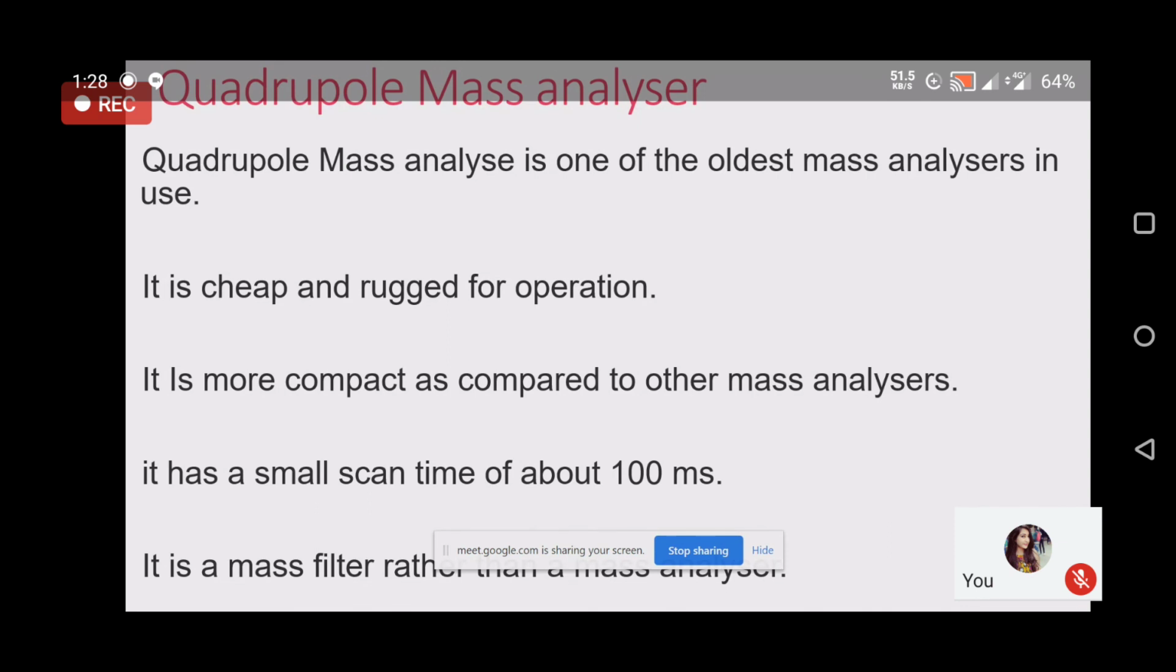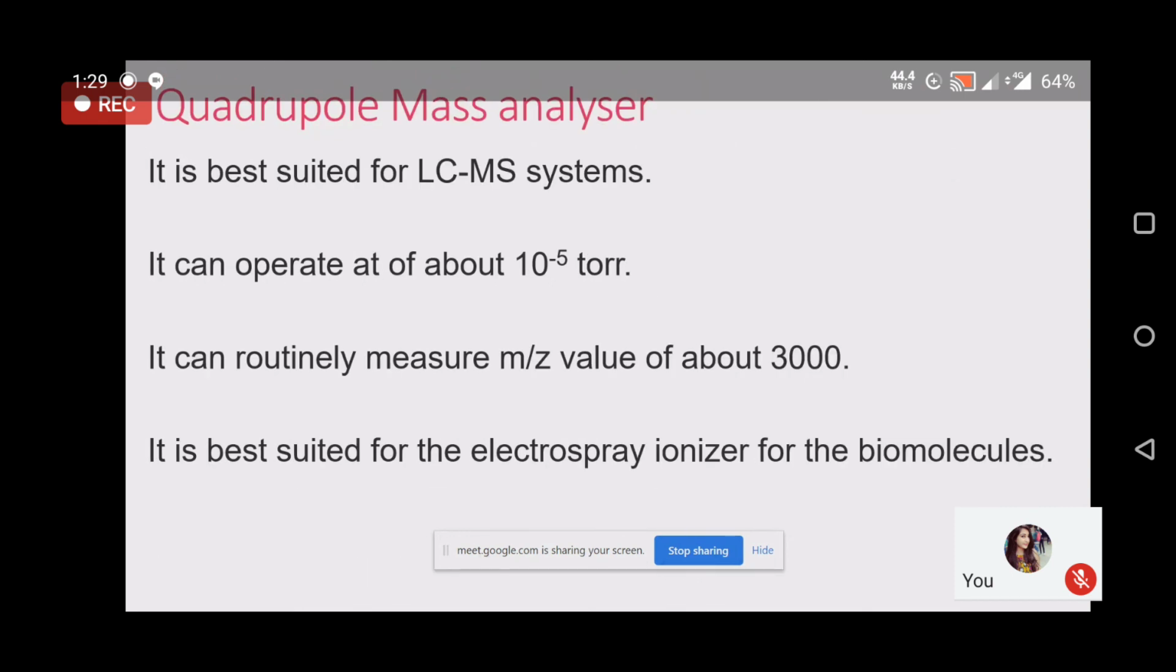Quadrupole mass analyzer is one of the oldest mass analyzers in use. It is cheap and rugged for operation, so it is a sturdy one. It is more compact compared to the other mass analyzers, because what you need is only four sets of electrodes and then a set of AC and DC circuit. It has a very small scan time of about 100 milliseconds, and it is a mass filter rather than a mass separator, which I already explained to you.